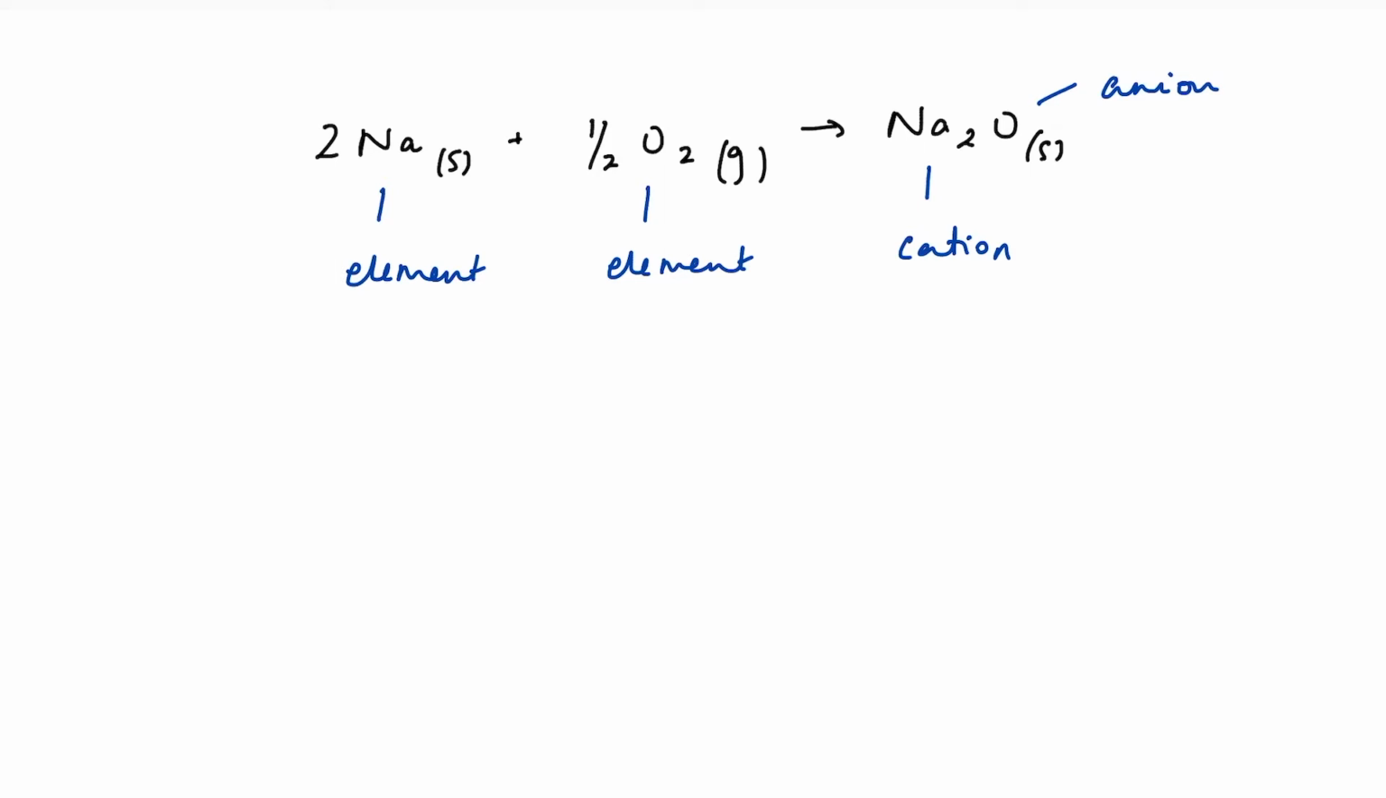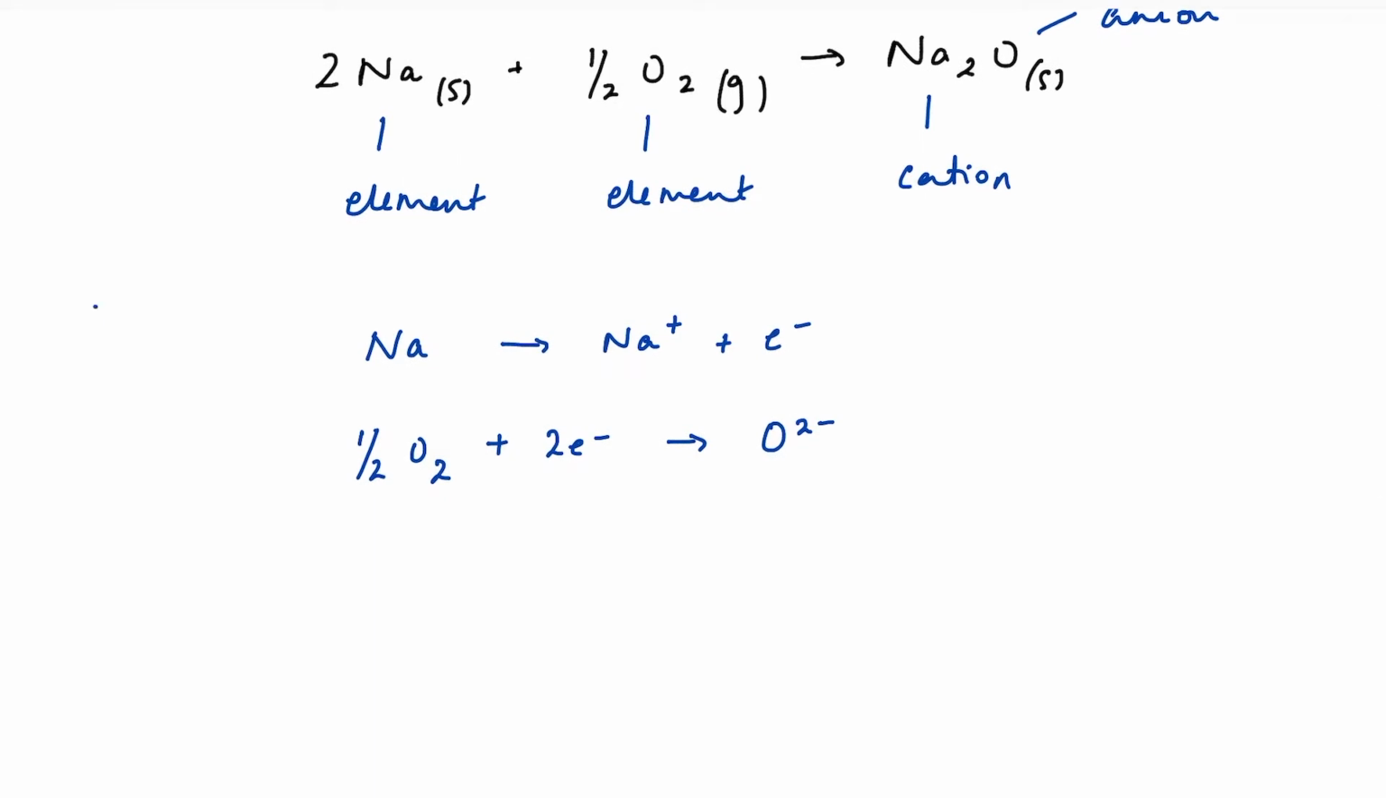Clearly, electrons have moved. So if we split this reaction up, we could say that sodium goes to form a sodium ion, and in the process, it loses its outer shell electron. Oxygen, on the other hand, so if I take my half O2, gains electrons to form an oxide ion. We came across the shorthand OIL RIG at GCSE. Oxidation is loss, reduction is gain, and we're talking about loss and gain of electrons.